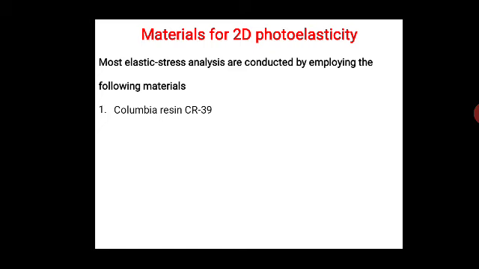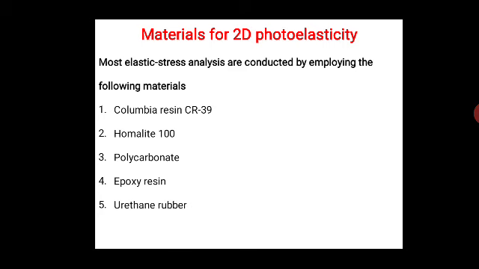CR, and Homolite 100. The third one is polycarbonate, and epoxy resin. Along with these we have urethane rubber. So these are the major types of materials which can be considered for photoelastic analysis: Columbia resin, Homolite 100, polycarbonate, epoxy resin, urethane rubber, and so on.